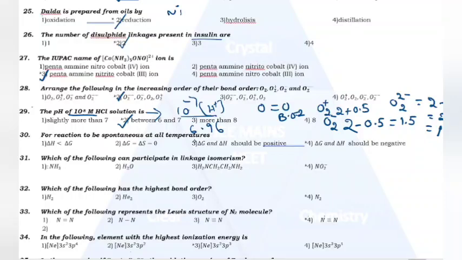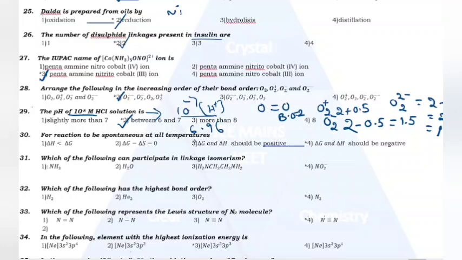No doubt the reaction is spontaneous only when delta G is less than 0, that is, delta G is negative. At all temperatures, it must be spontaneous, which means definitely delta H also must be negative. Hence, the answer is the fourth one.